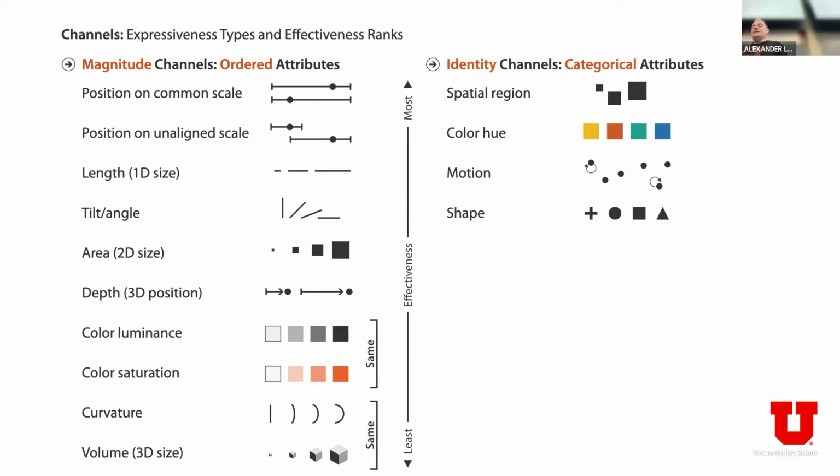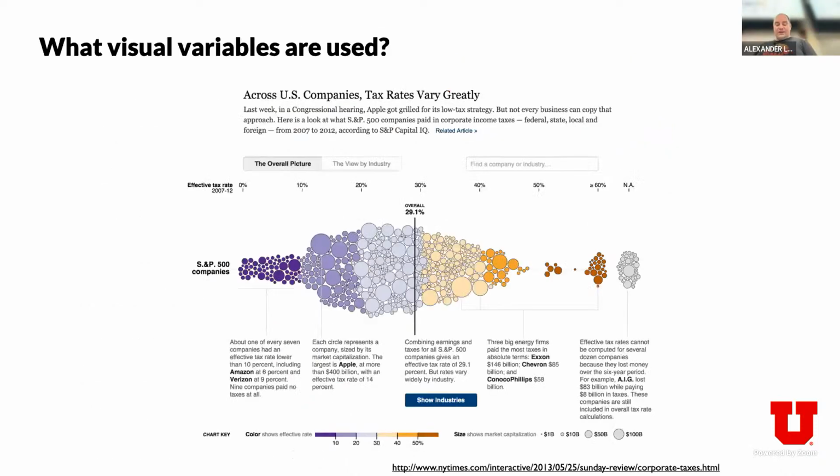And for categorical attributes, we have the same principle here. Spatial region, which is kind of like position again, is the most efficient way to communicate categories. But then you can also use color hue. Motion is kind of tricky, right, in practice, but you probably want to use shape if you can't use color. So it's for example okay to have a diamond and a little circle in a scatterplot to distinguish two categories. We talked about this example.